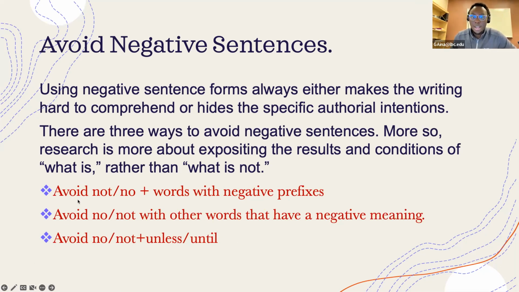So there are three ways. It's actually written in mathematical form. First, avoid sentences that contain not and another word with a negative prefix. Second, avoid sentences with no/not with other words that have negative meanings. And finally, avoid sentences with no and not that also contain the word unless or until. So let's look at examples here.